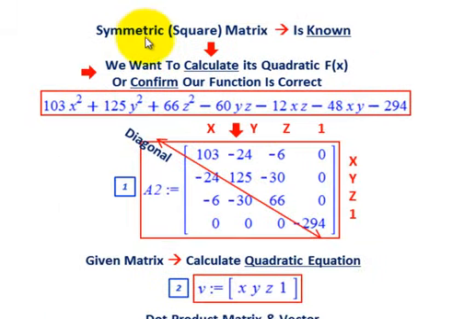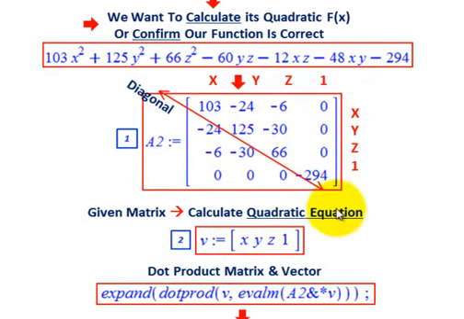Now let's look at the case where we take our symmetric square matrix. This is the matrix that we've been dealing with for our quadratic function. This is where we want to calculate this quadratic function, or confirm that our function is correct, based on the symmetric matrix that we're given. Say for the purpose here that we wouldn't have this equation and we want a quick means of calculating it without going through longhand row-column multiplications.